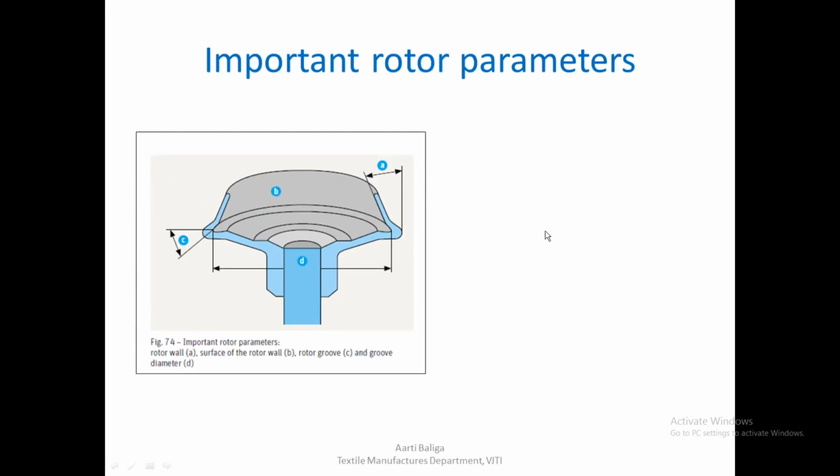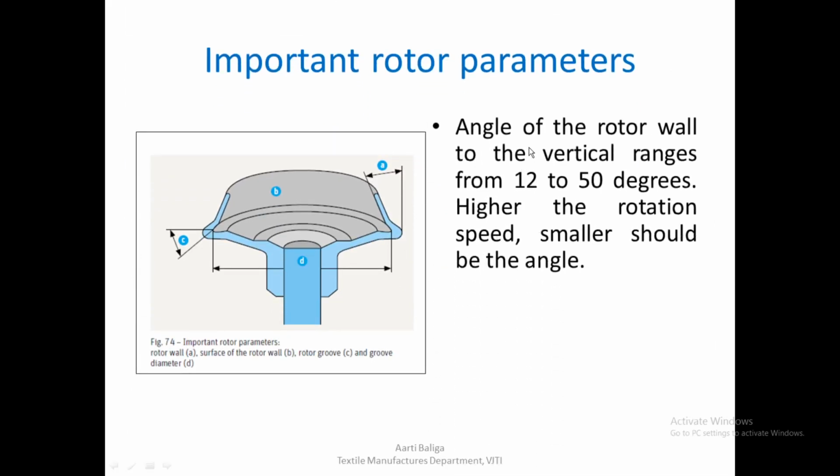Important rotor parameters. So first we talked about the angle. The angle of the rotor wall to the vertical ranges from 12 to 50 degrees, and this angle you can see over here shown as A. So this angle will depend on the rotational speed. Higher the rotation speed, smaller would be the angle.